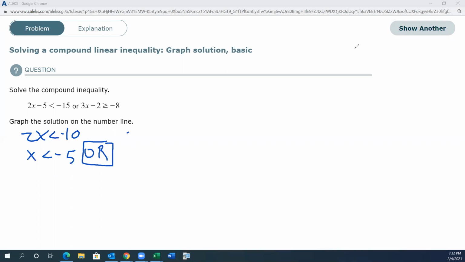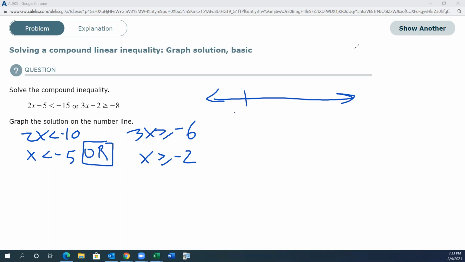Now let's do this one. I'll add 2 to both sides. Divide by 3. I get that. Okay, so x less than -5 looks like that. And x greater than or equal to -2 looks like that.